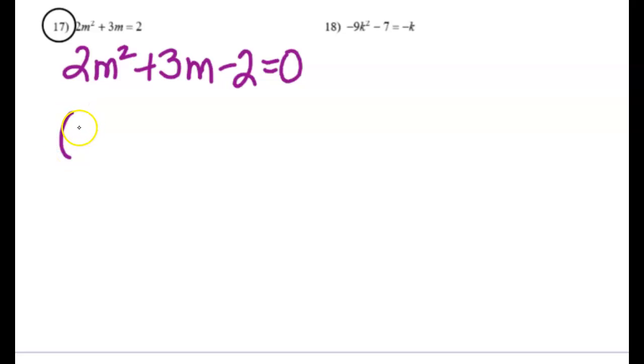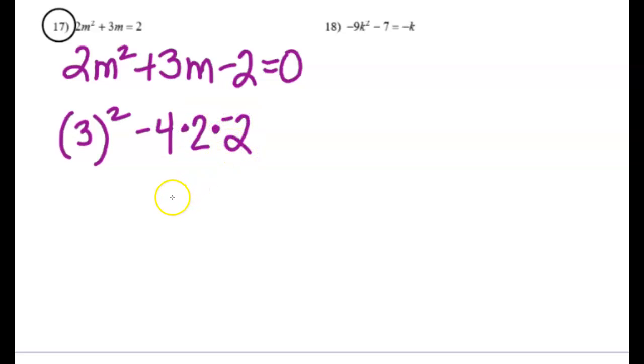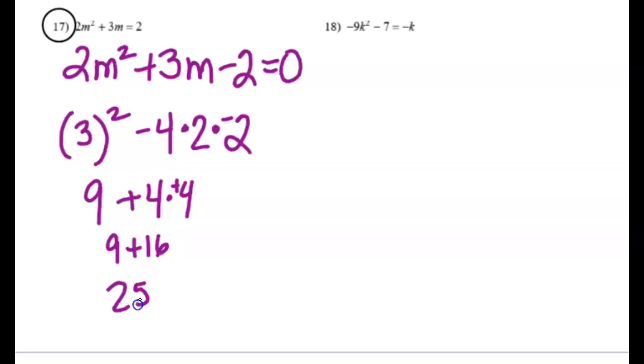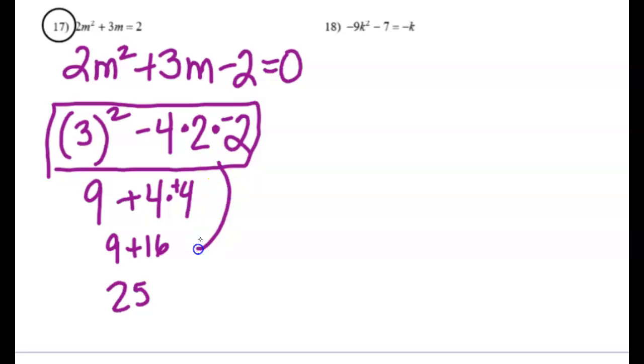So can I skip writing it out? B squared minus 4 times A times C is -2, which is going to become 9 plus 16. Anybody get 25? Okay, you can just type it like this. You don't have to, I was just trying to break it down so I could do it in my head.